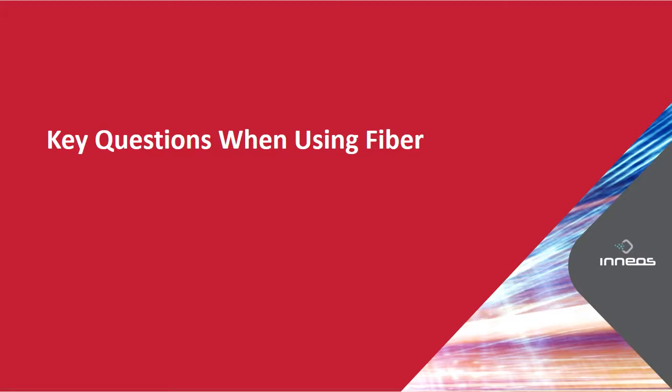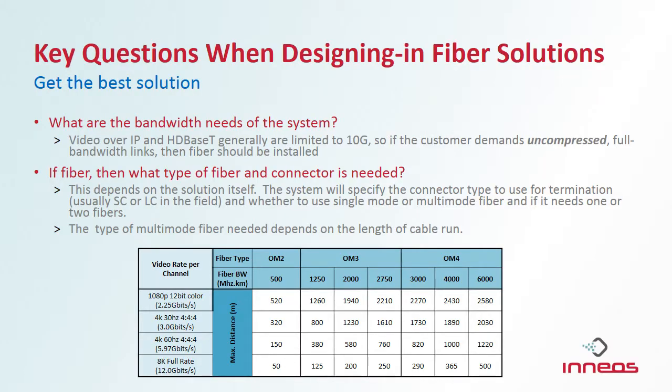There are a few key questions when getting started using fiber. The first question, really, is what are your bandwidth needs of the system? If you have a link that you don't ever expect to use above 10 gigs, then you really can probably get by with a video over IP or HDBaseT-based system, which are limited to 10 gigs per second.